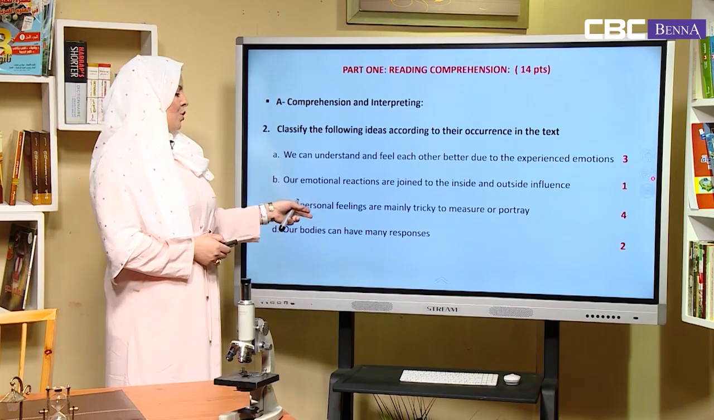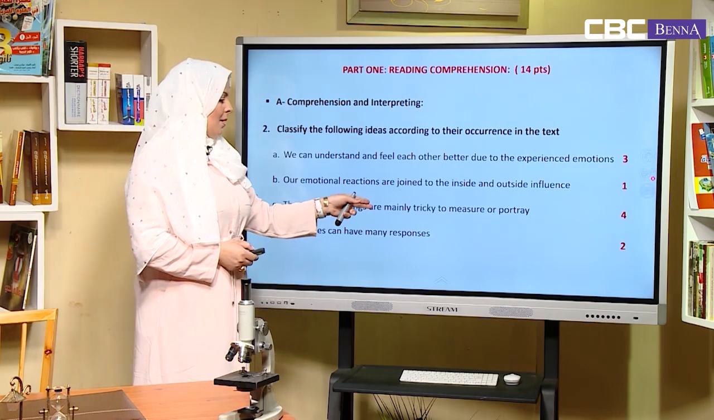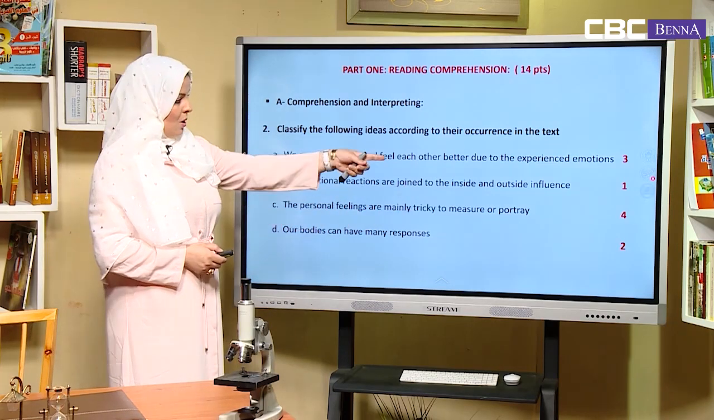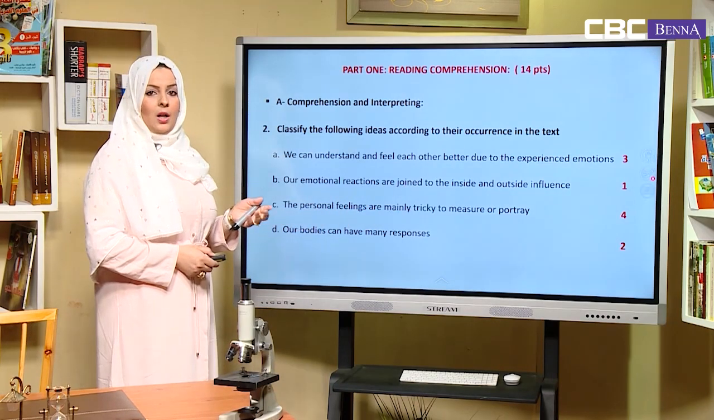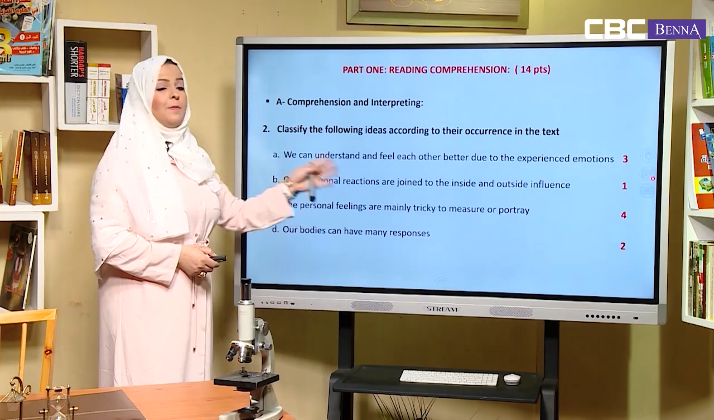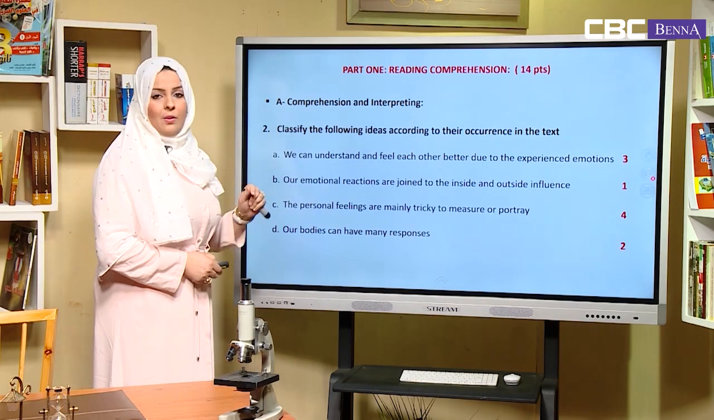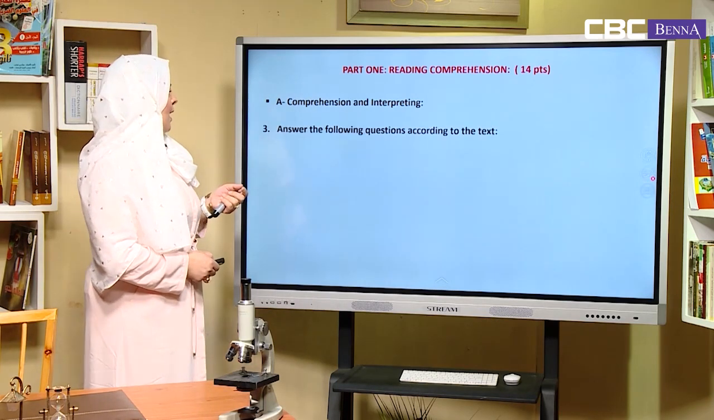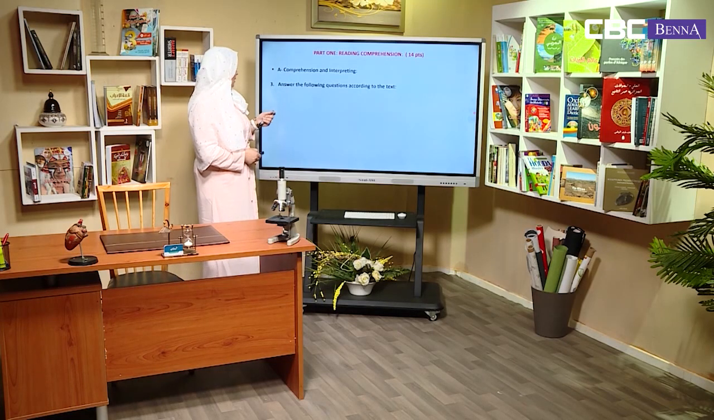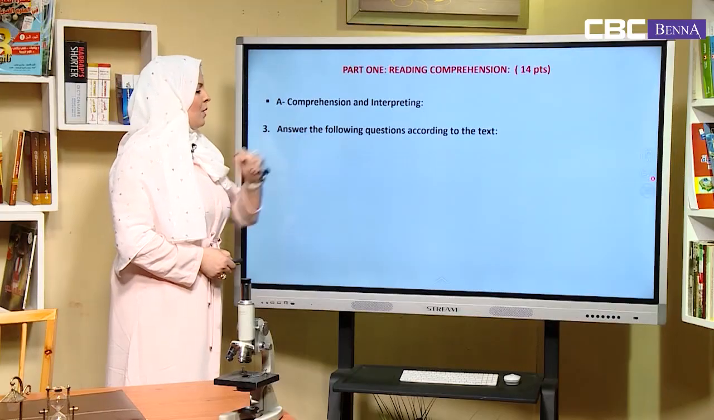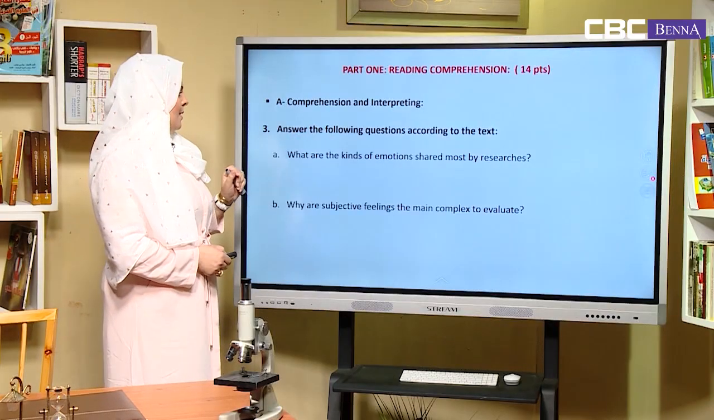C, the personal feelings are mainly tricky to measure or portray. So it is in paragraph 4. And the last one, our bodies can have many responses. It is in paragraph 2. So this is concerning the activity of the ideas. Let's move to activity about answering questions about the text. Answer the following questions according to the text.